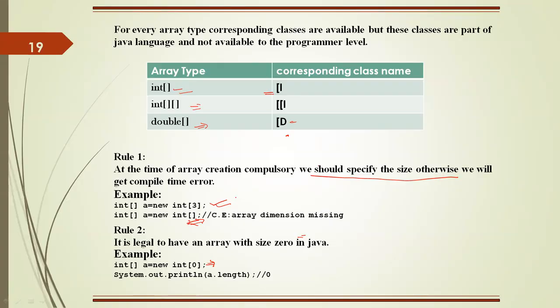Perfect. So it is not illegal to have an array with the size 0. It is valid. If an interviewer asks, can you declare an array with 0 initialization? Yes, you can say yes. It is valid. In Java, we can initialize an array with 0 length, 0 size, right?